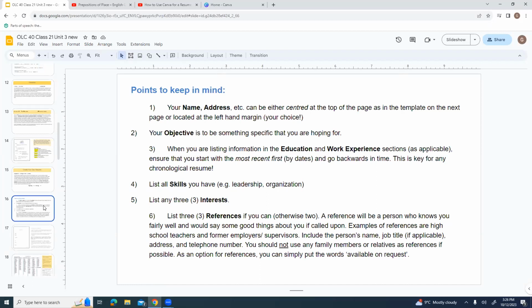Number 3, when you are listing information in the education and work experience, make sure that you start with the most recent first and you go backwards in time. And the reason for this is whatever you're doing now is in all likelihood most connected to what job you're trying to go to. Not necessarily, but most likely.